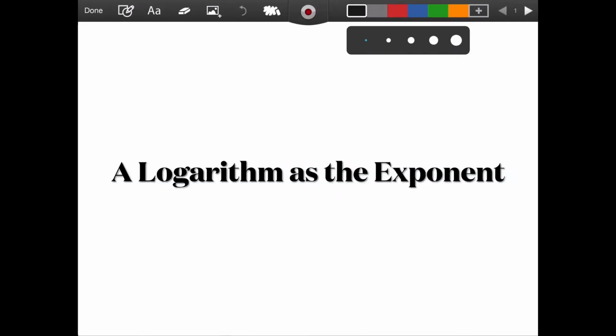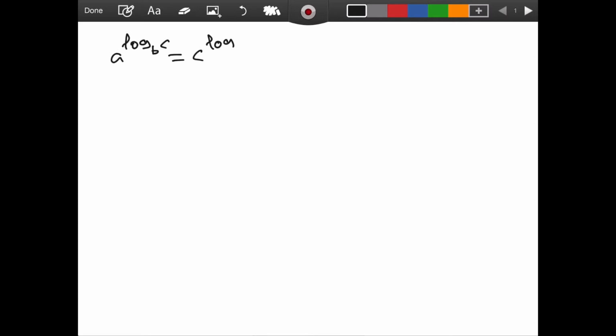Welcome everyone. In this video, we will do a proof in logarithms using the change of base formula that we have derived in a previous video. Using the change of base formula, we want to prove that a raised to the power of logarithm base b of c is equal to c raised to the power of log base b of a. In other words, this equation is telling us that you can swap the places of these two and the value of your expression wouldn't change.